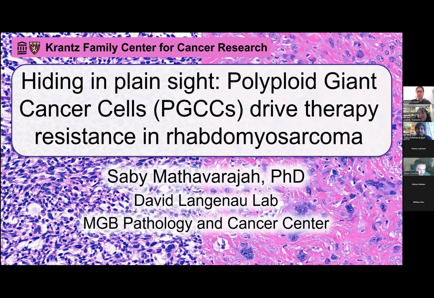And hopefully I'll get you excited about these weird looking cells that pathologists have always noticed. They're called polyploid giant cancer cells. And so I'll talk about that today. And I'm a member of the David Langenau lab. So I've been working really closely with this postdoc in our lab named Tiffany, and this is kind of a joint effort on this project. So yeah, aside from the dramatic name, I'll be talking about these polyploid giant cancer cells.